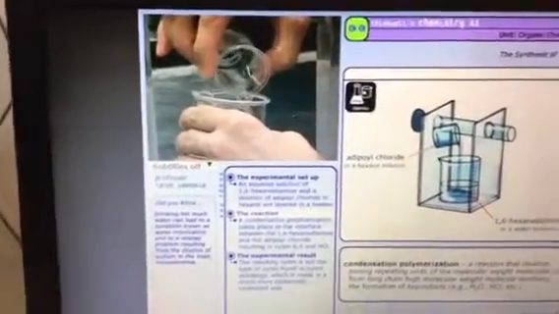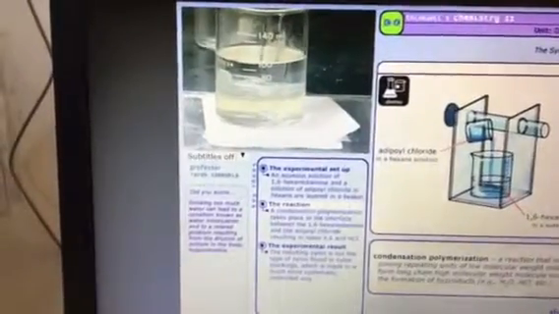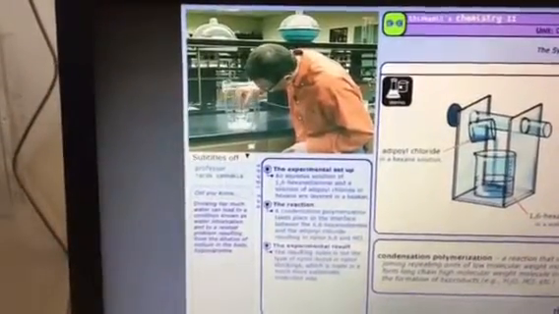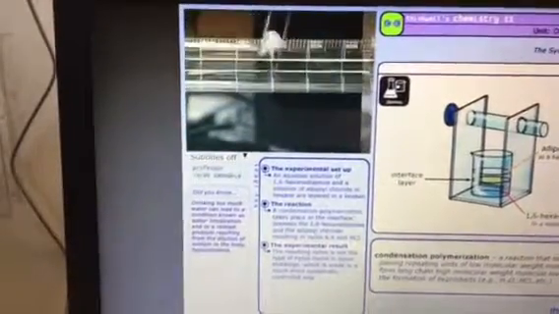Okay. So now, in the middle, at the interface, you can see a molecule of nylon. Oops.